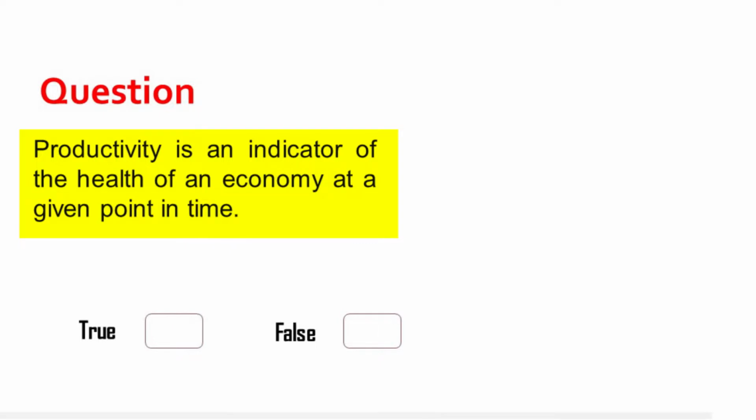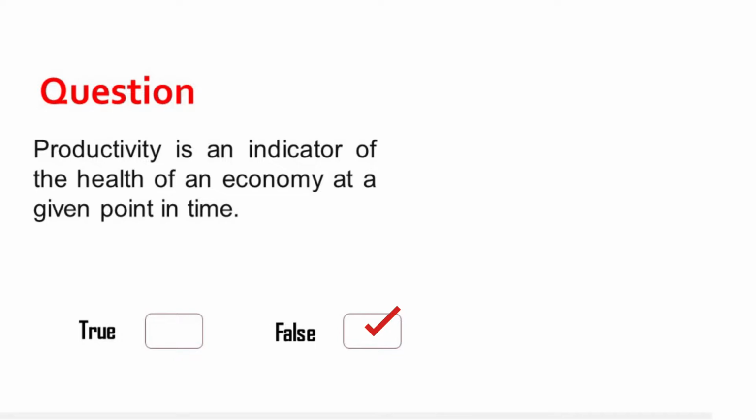Question. Productivity is an indicator of the health of an economy at a given point of time. True or false? If you said false, that is correct. Productivity is not an indicator of the health of an economy at a given point of time.